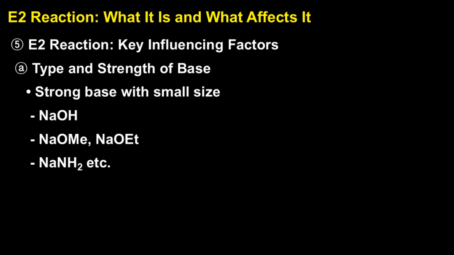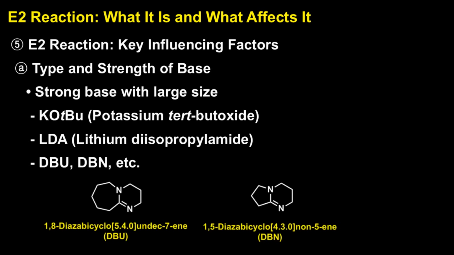When small, strong bases are used, E2 reactions usually follow Zaitsev's rule. This leads to the more substituted and more stable alkene as the major product. Common examples of small bases include sodium hydroxide, sodium methoxide, and sodium amide. Bulky bases tend to favor anti-Zaitsev elimination. Why? Because they struggle to reach the more crowded beta hydrogen. Examples of bulky bases include potassium tert-butoxide, lithium diisopropylamide, LDA, and the bicyclic bases DBU and DBN.